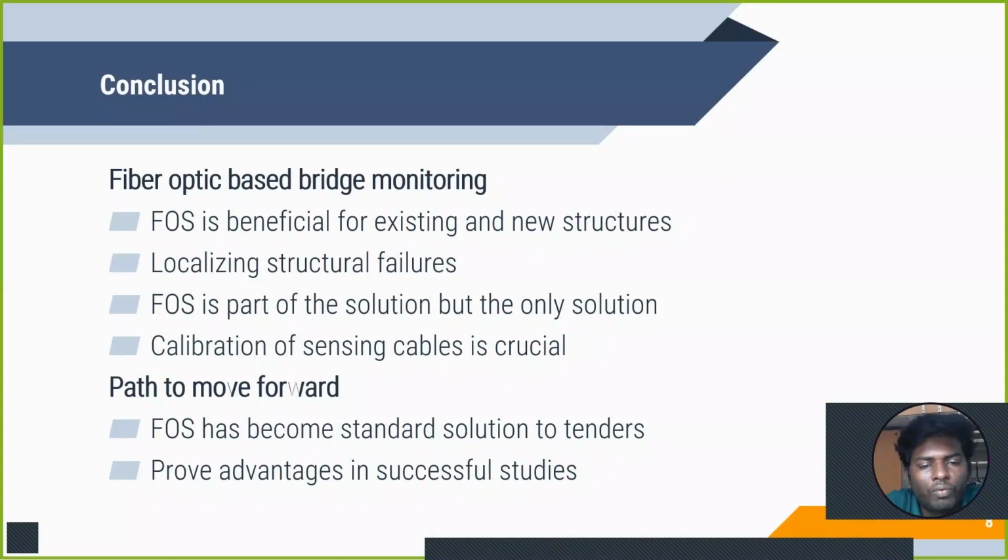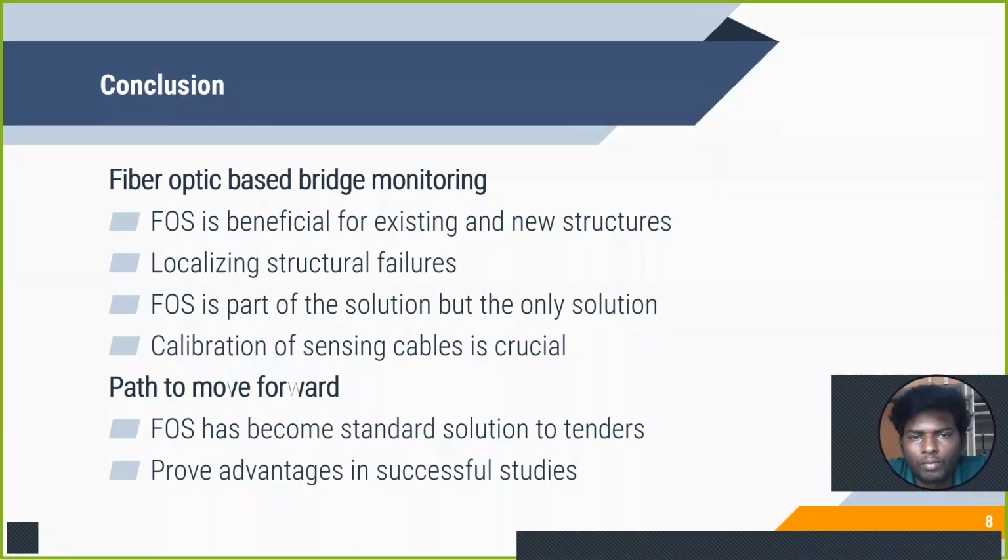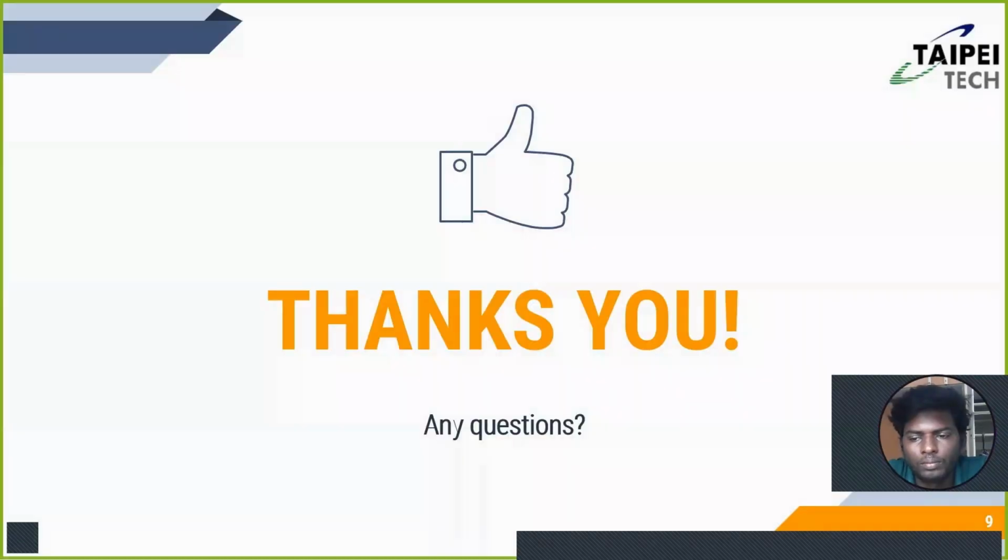Conclusion. To wrap up, fiber optic sensing is extremely valuable for monitoring both new and existing bridges. It helps localize failure early and is becoming standard in many structural tenders. But remember, calibration is key to making this technology effective. We'll move on to our next presentation.